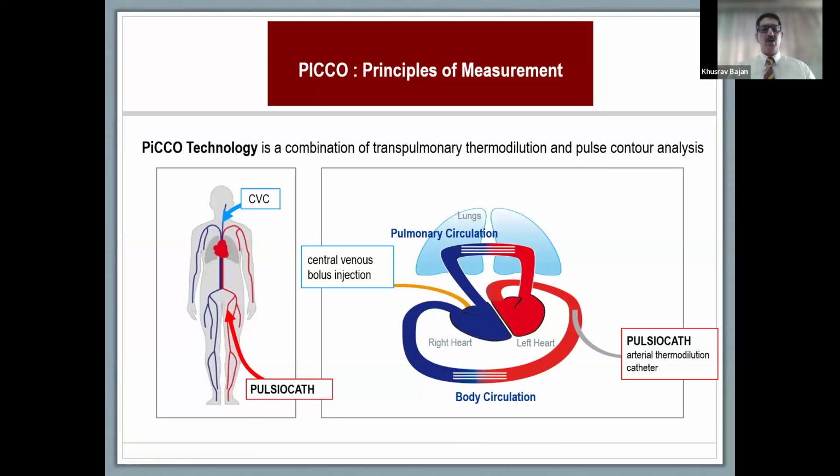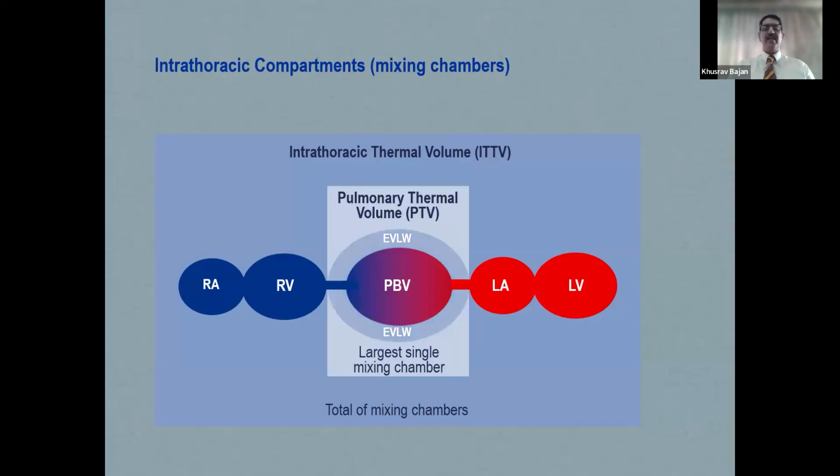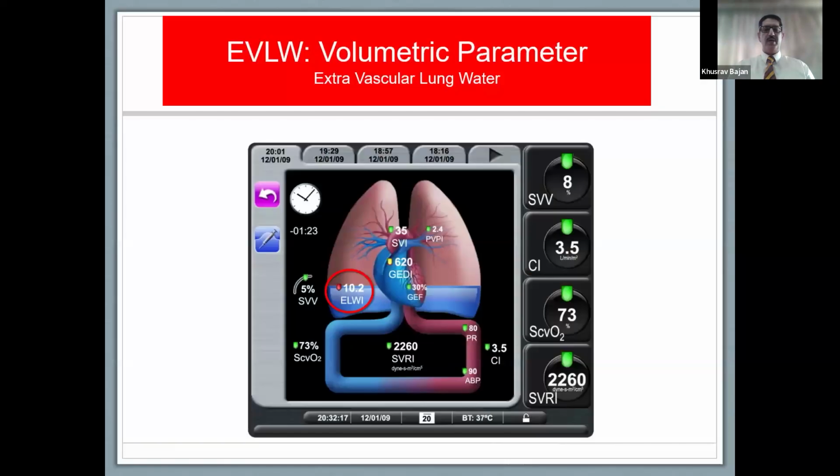Then comes the PICCO technology, in which there is an arterial line, there is a central line, and then there is a thermodilution which is involved. And you inject through the central line, you measure at the arterial line, and so on and so forth. And this gives you the RA, RV, LA, LV, and it also tells you the blood volume in the pulmonary trunk. It also tells you the extravascular lung volume. So, wow, this is quite a good way of actually knowing whether the fluid that you are giving is getting into the lungs. And there will be a thermal volume as well.